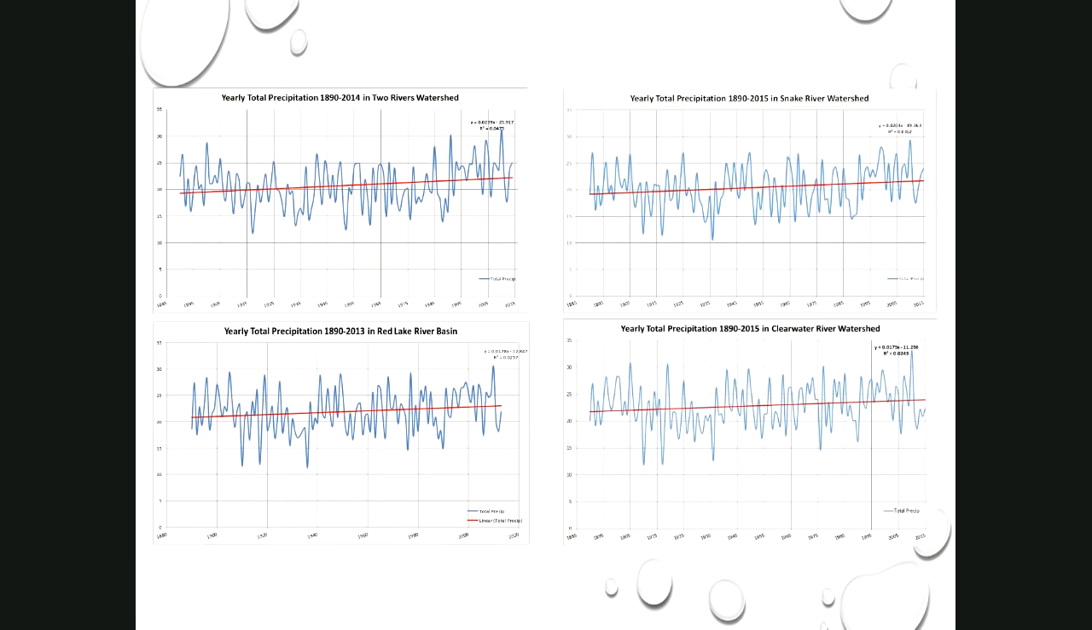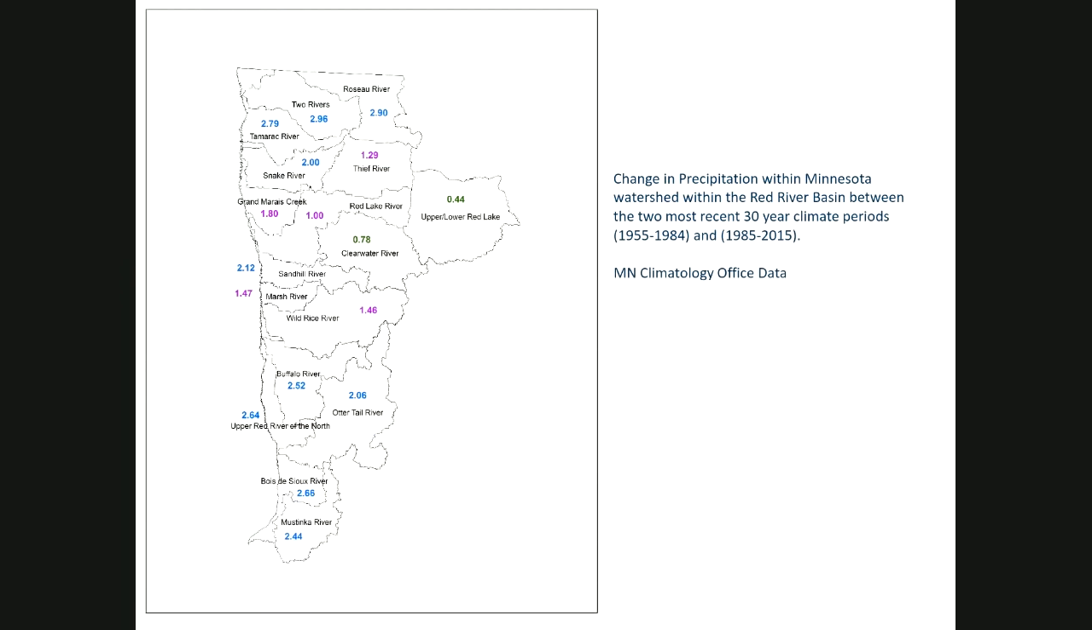This is precip throughout the watersheds we look at. The precip is increasing. In general, there's a trend of increased precipitation. And in the Minnesota side of the basin, we've seen on average about 1 inch to almost 3 inch increases if we compare the 50s to the mid 80s to the mid 2000 teens.